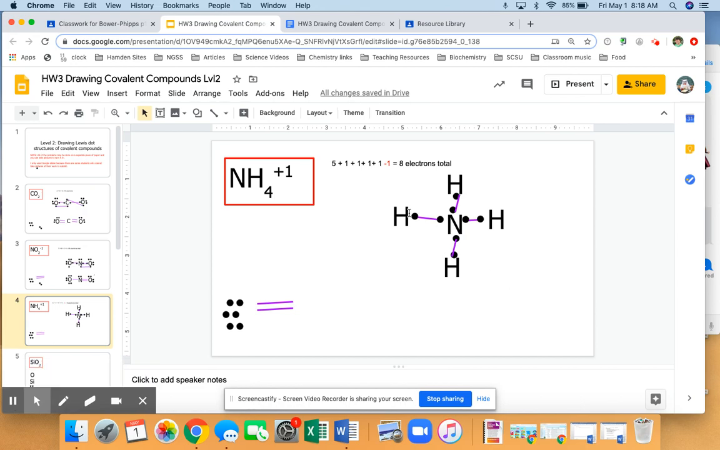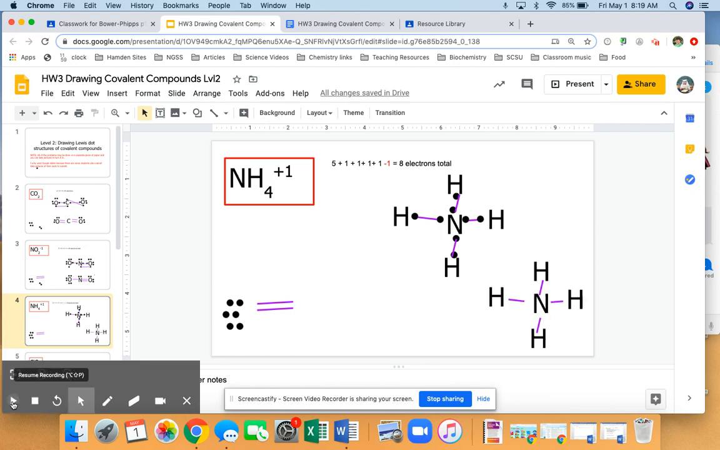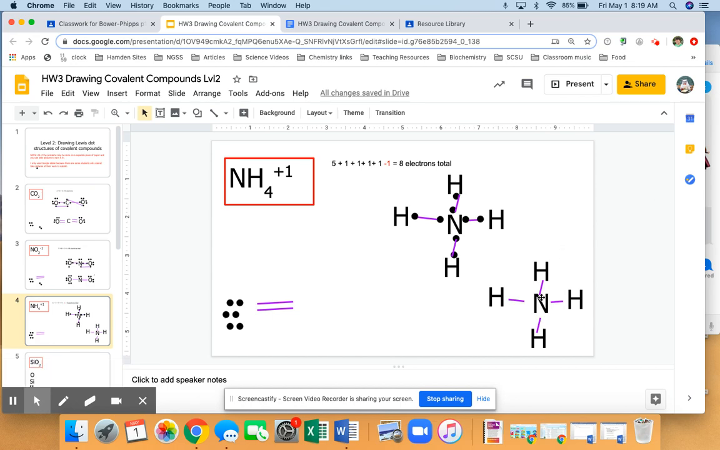Looking good. All of those single dots have been connected. So now they're happy in pairs being shared between each of those atoms. Okay, let me clean this up so we can see this a little bit better. All right, let's double check. So we have 1 nitrogen, 4 hydrogens. Check. There should be 8 electrons total.